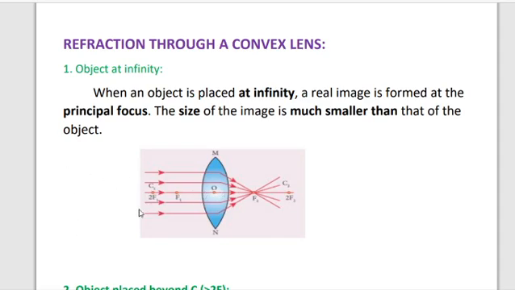On this side we place the object. So when an object is placed at infinity, infinity means it is the longest distance, a real image is formed at the principal focus. Object placed at infinity, what about the image?